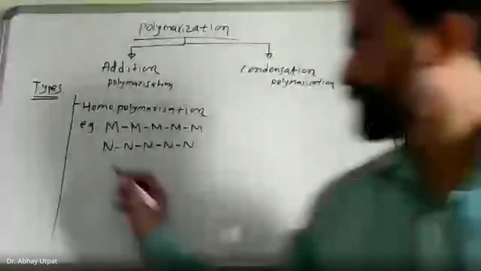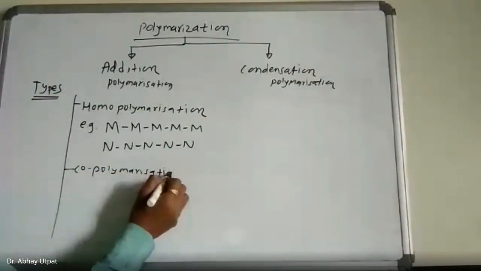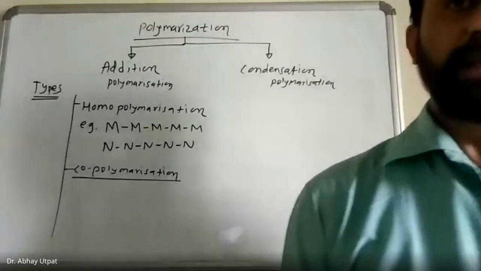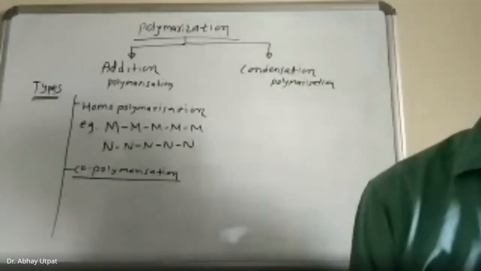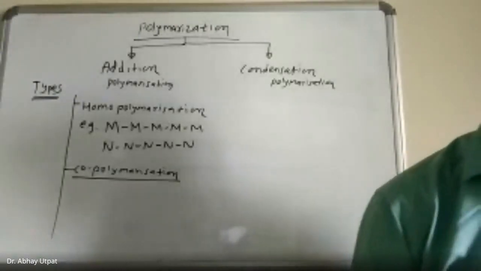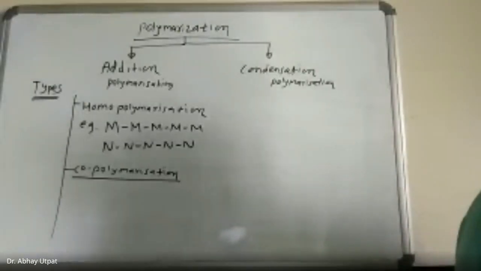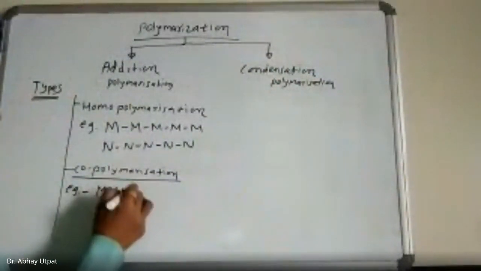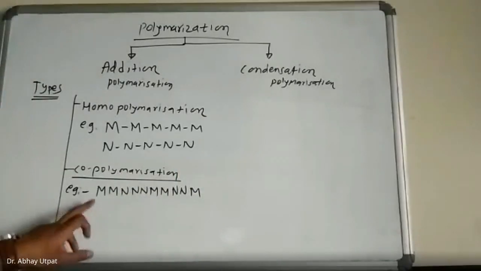Then second type, copolymerization. It consists of formation of a chain with two polymers. Example, M, M, N, N, N, M, M, N, N, M. Formation of chain with two polymers.